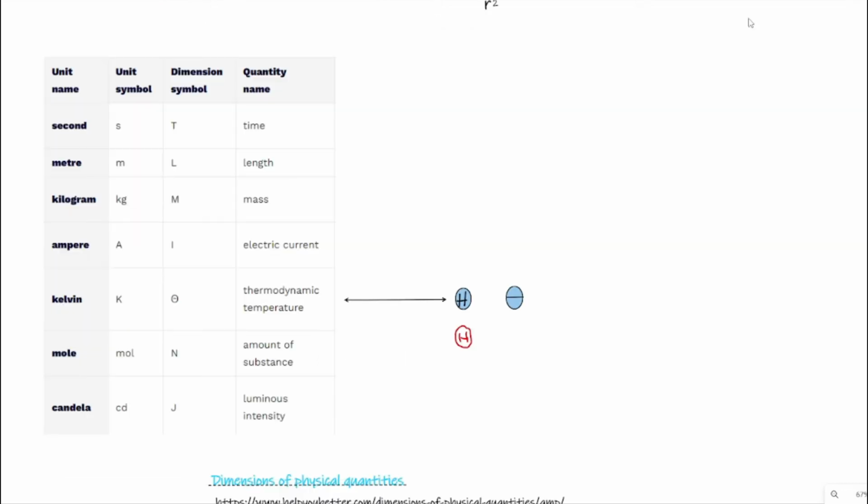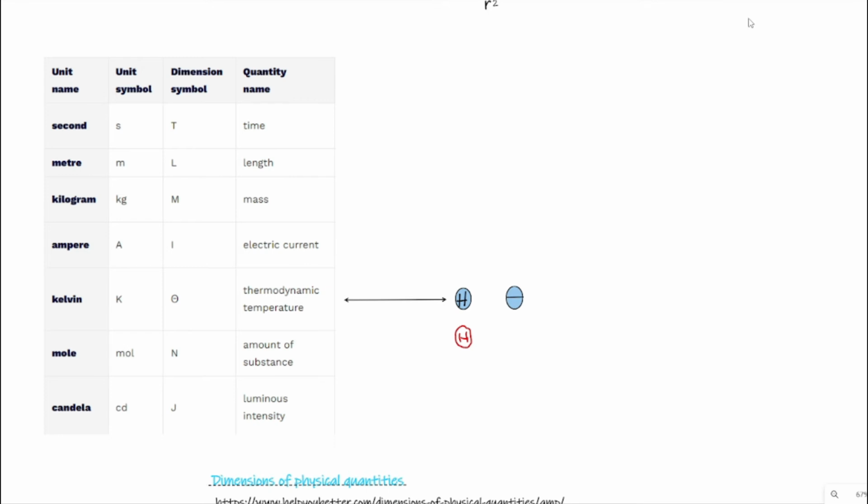These are the dimensional symbols of the physical quantities. Second, we know it is a unit of time, so we will use T as its dimensional symbol. Meter, we know it is used for measuring length, so its dimensional symbol will be L. Kilogram, we know it is a physical quantity named mass, so we will use its dimensional symbol as M. In this way these are formed. Let me tell you about Kelvin. Kelvin's dimensional symbol is theta. It is generally used in the thermodynamics chapter in physics.